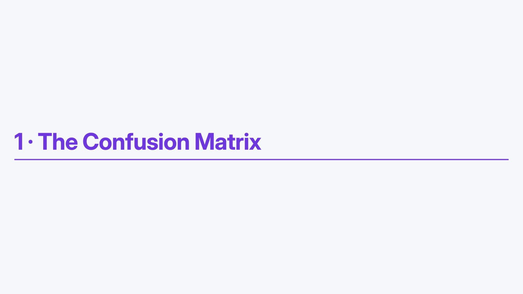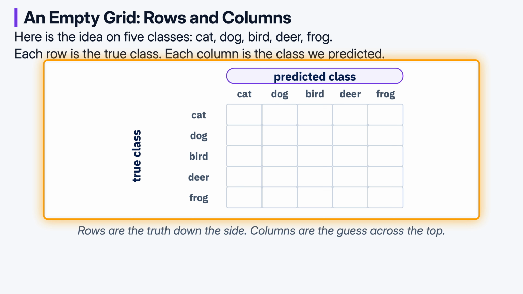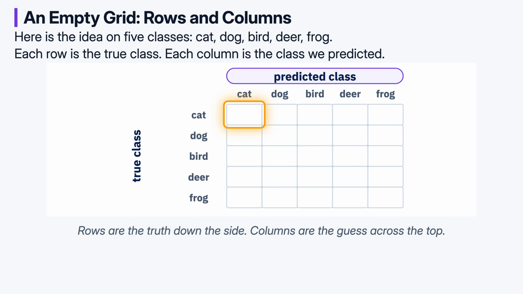First, the confusion matrix itself. Every right call sits on the diagonal, and every mistake sits off it. Take 5 classes: cat, dog, bird, deer, frog. Each row down the side is the true class. Each column across the top is the class we predicted. A row and a column meet in one cell. This grid is empty for now, just a place to point.